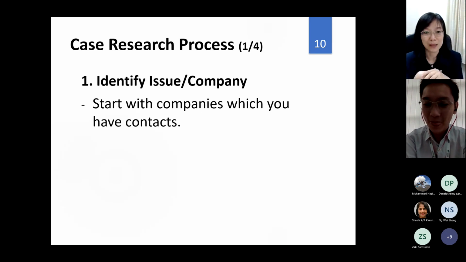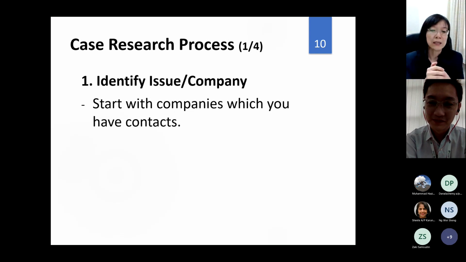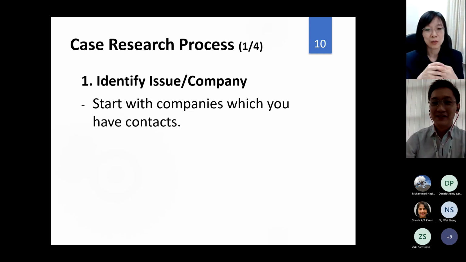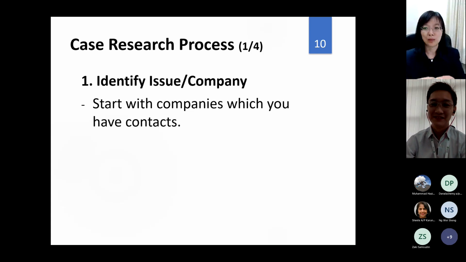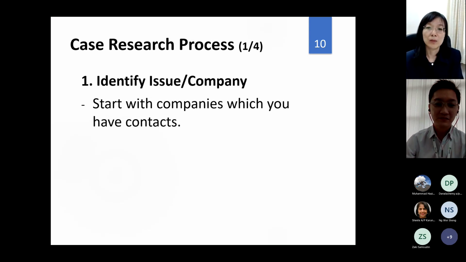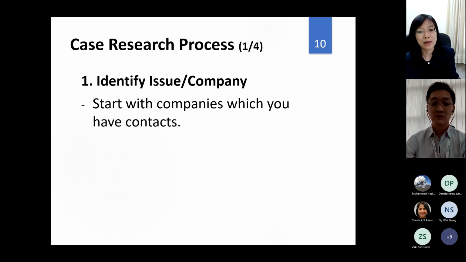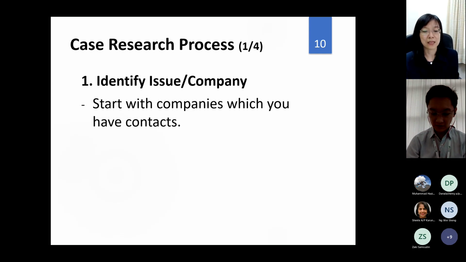Maybe you know someone in the company and you are having a teh tarik session with them, and suddenly they bring up an interesting issue or bring up a leader that is very dynamic and you find it so interesting, right? So you can start with that as a basis for your case. The other way is your university may have a lot of alumni members. You can also start with alumni. Get them to work with them or their companies. So that is a good starting point, right? So the first thing is you must have access to the company itself.